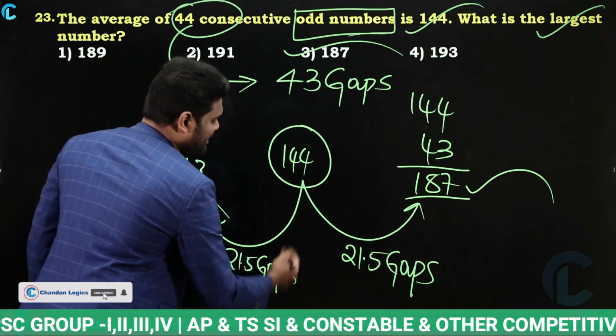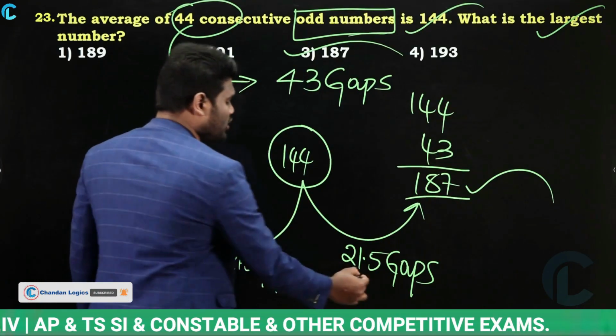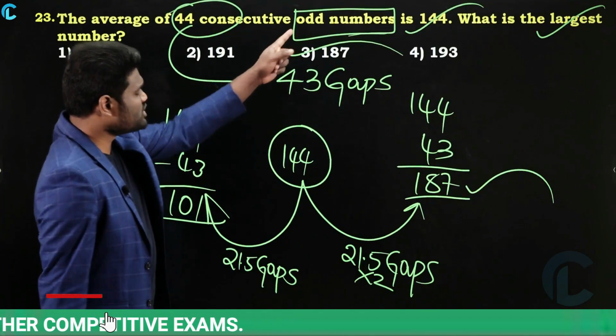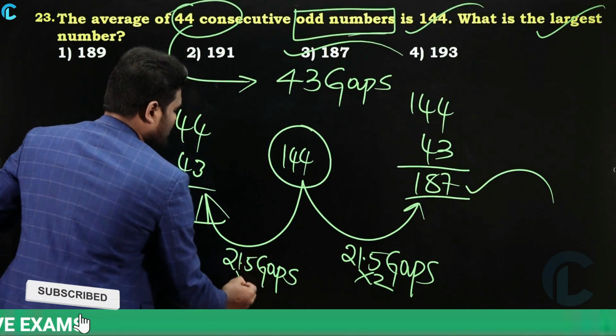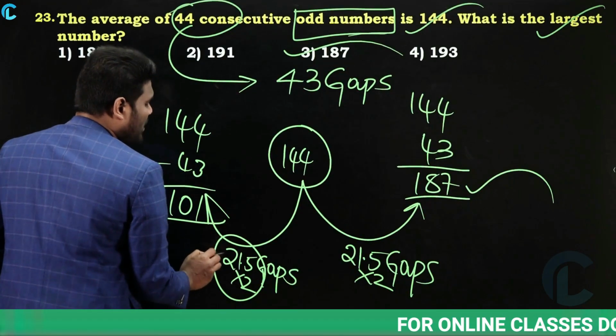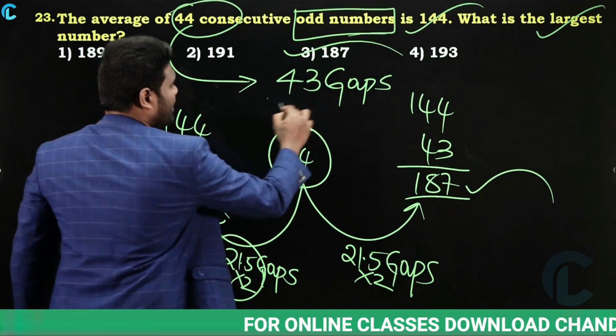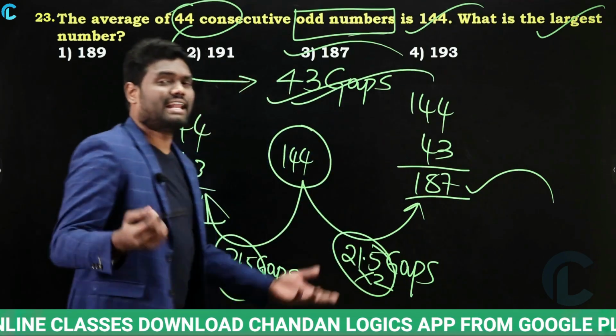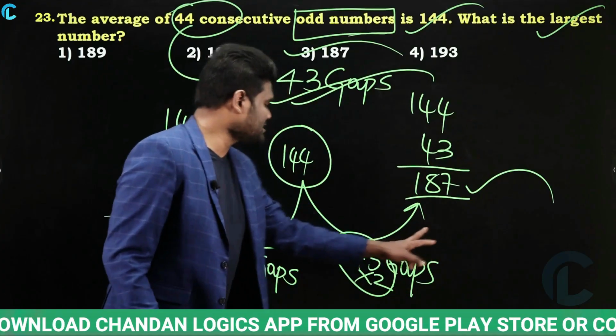Now as it is even numbers or odd numbers, I told you to multiply it with 2. Why? Because they will have a difference of 2. Now the question is about odd numbers, so multiply with 2. Here also you need to multiply with 2. Now look here, 21.5 into 2 is 43. Similarly, 21.5 into 2 is 43. Then again, why calculate all this and waste your time?